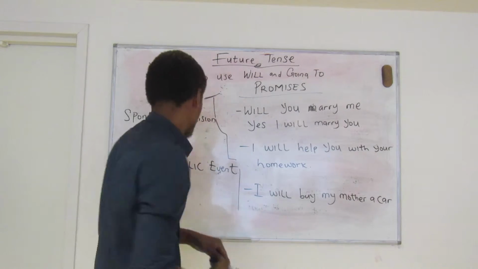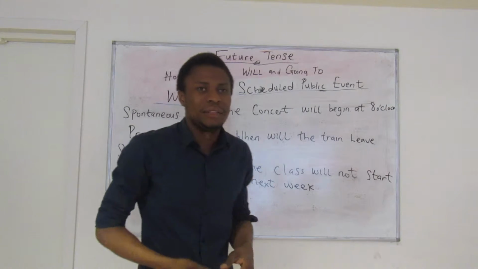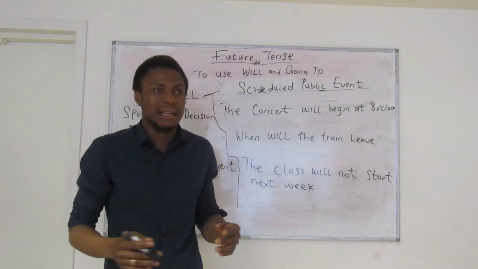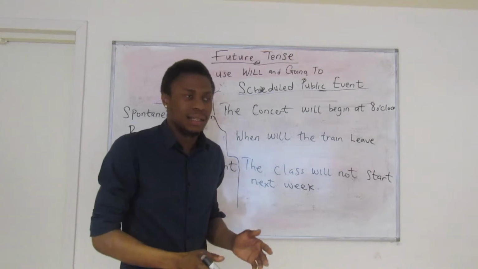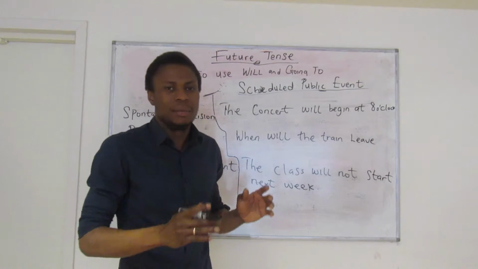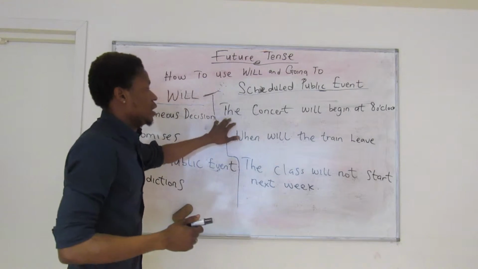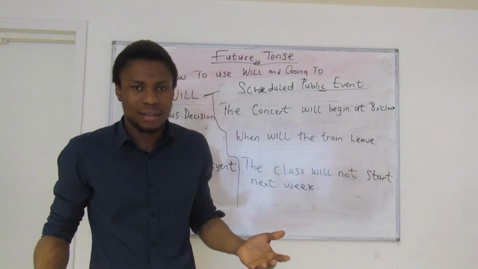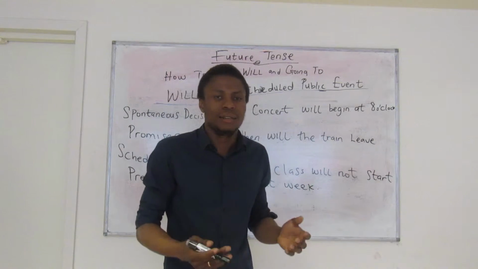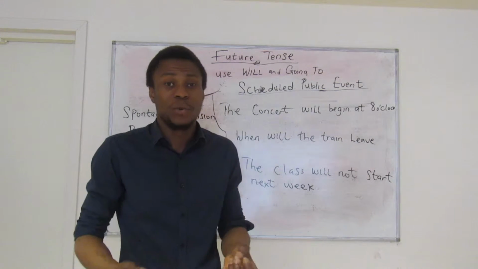We will talk about scheduled public events. A scheduled public event is a kind of event that is for everybody. It's general, right? And it is already planned. It has a fixed time. It's well planned. Now, let's take the first example. The concert will begin at 8 o'clock. It's a concert. It's an event. It's scheduled, and you cannot change the time. So you always use will for a situation like that.